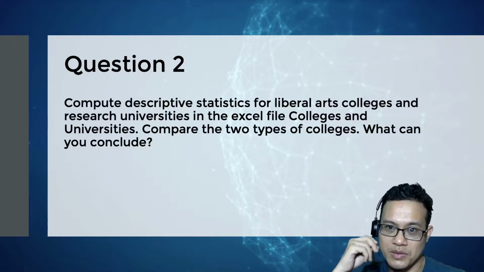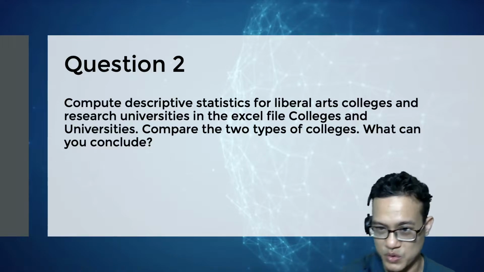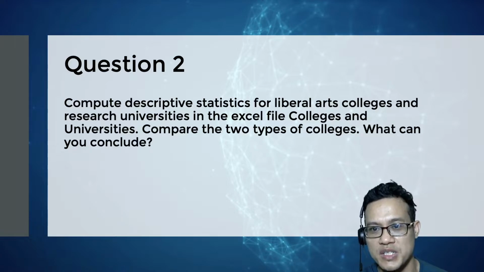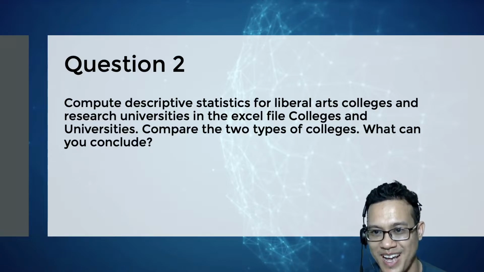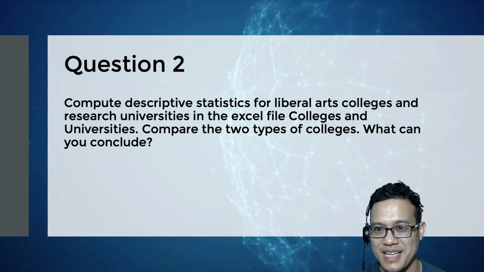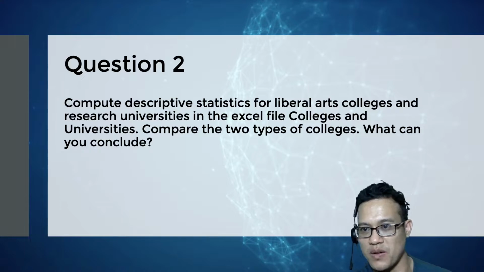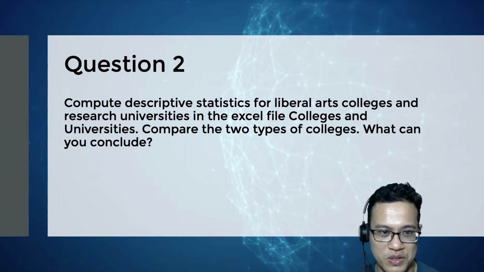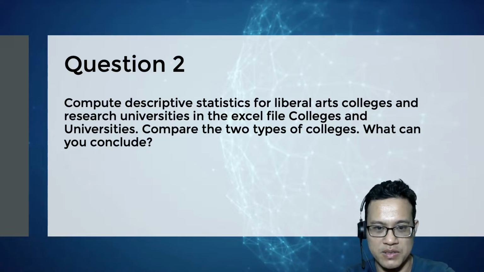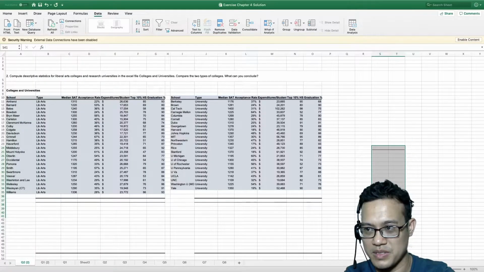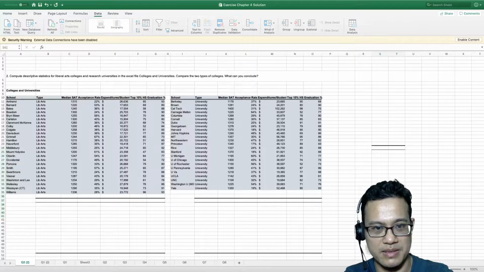Right now, let's go to question number two. The question is: compute descriptive statistics for liberal arts colleges and research universities in the Excel file colleges and universities. Compare the two types of colleges and what can you conclude? First, you need to download your data. This is how the data looks like.